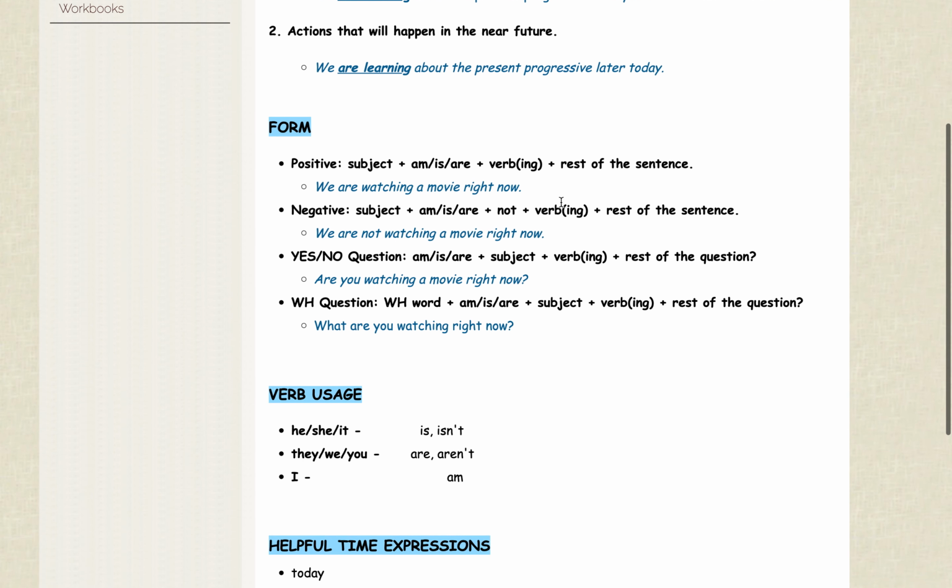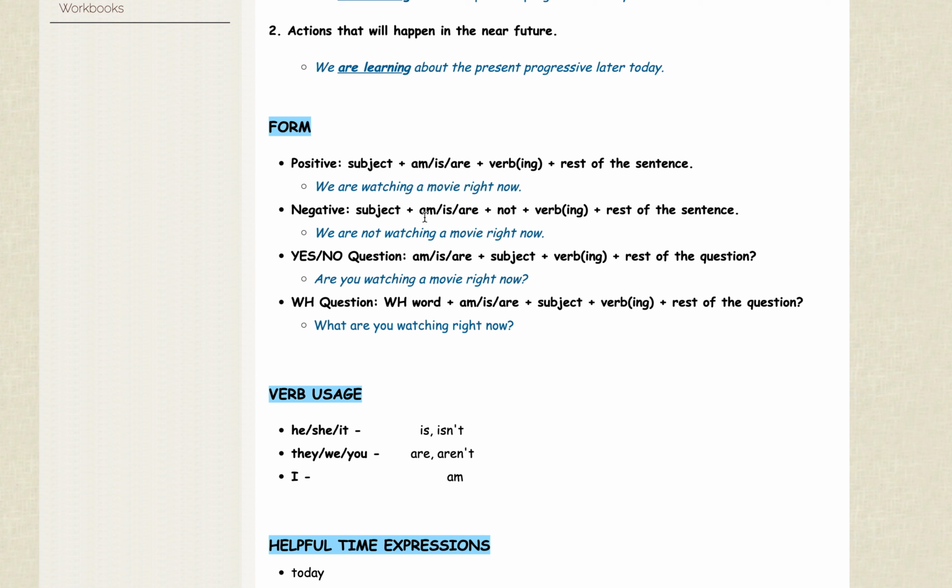In the positive form, we have our subject, our noun, either am, is, or are. That's our form of the be verb, to be. And then we have our verb ing: watching, reading, seeing, dealing, running, and then we have the rest of the sentence. So, for example, we are watching a movie right now.